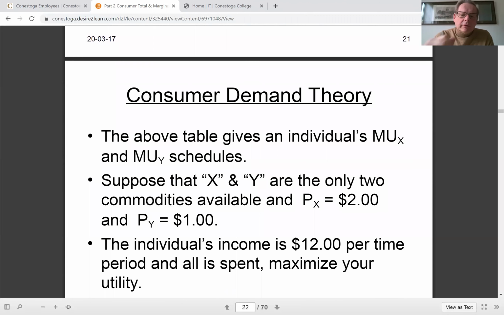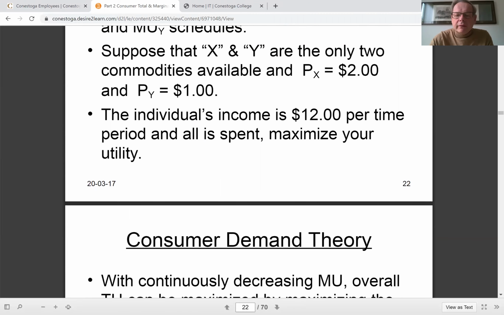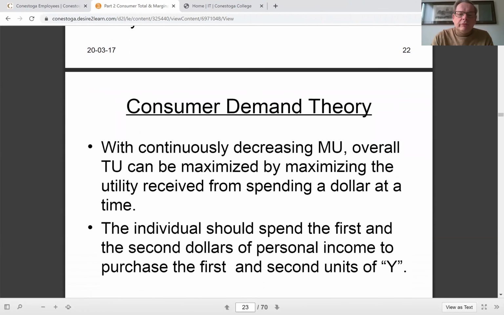So here we're just going to summarize what we just walked through. Once again, X costs $2, Y costs $1, and we have $12 in total to spend. So with continuously decreasing marginal utility, overall total utility can be maximized by maximizing the utility received from spending $1 at a time. This is the important decision that we have to make at the beginning, that we're only going to spend $1 at a time so that the X's and the Y's have an equal opportunity of being bought.